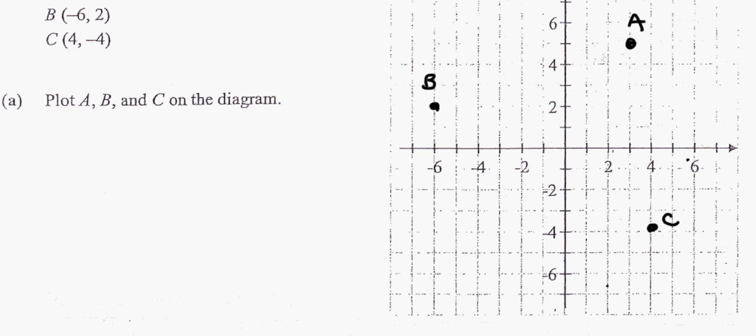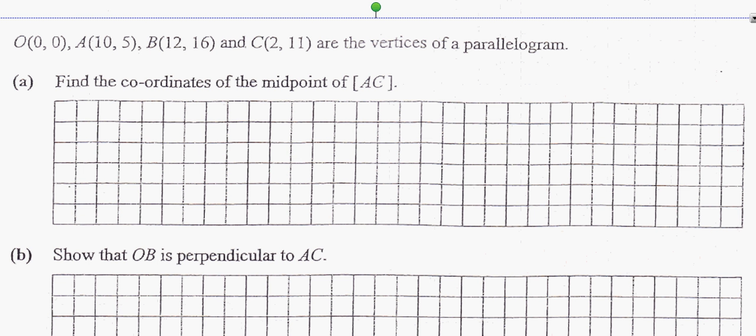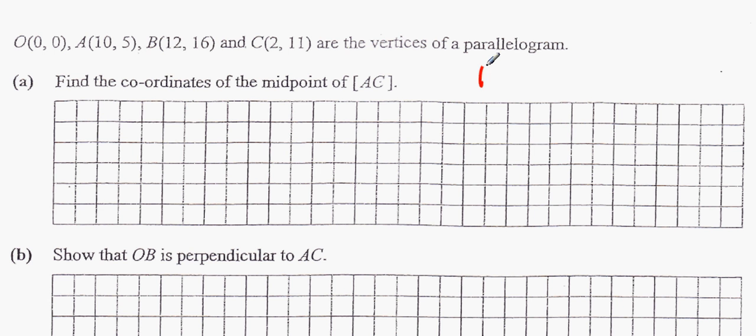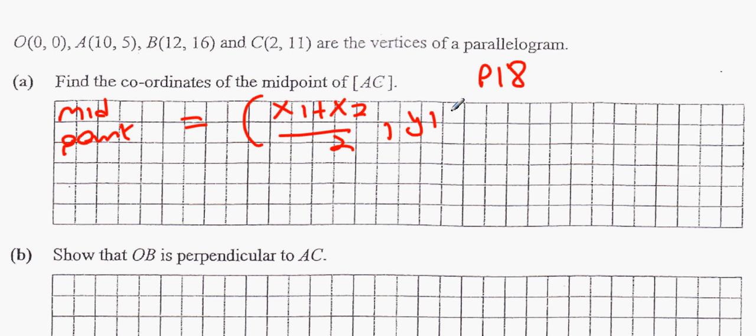The next question is, find the coordinates of the midpoint of AC. Now what you need to do is go to page 18 and find your midpoint formula. The midpoint formula is: midpoint is equal to x1 plus x2 divided by 2, y1 plus y2 divided by 2.